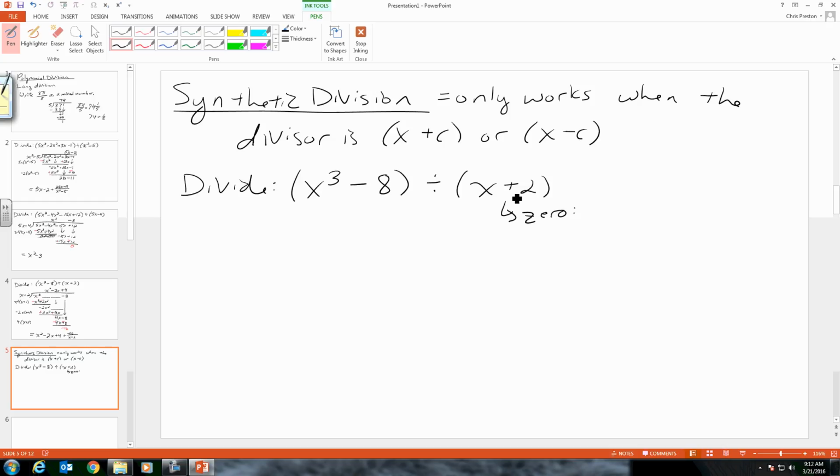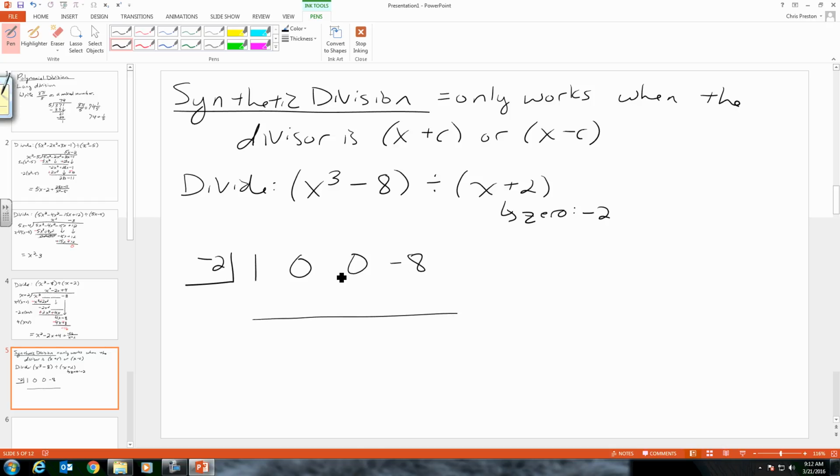So what makes this 0? And the answer is -2. So you write that number up in a little box up here. Then you list all the coefficients of the dividend in the correct order, highest power to constant. So my first coefficient is a 1, there's a 1 there. And then x squared is a 0, and x is a 0, and then my constant, -8.